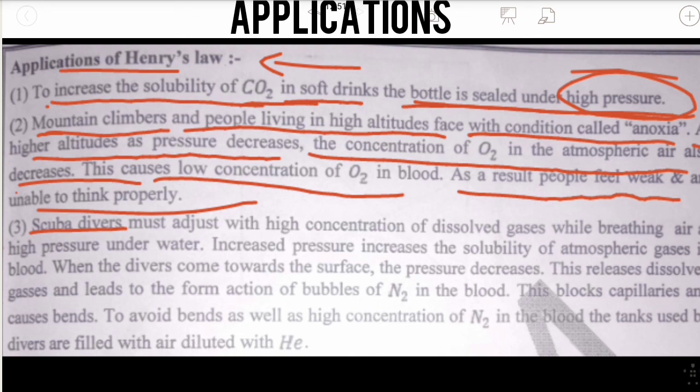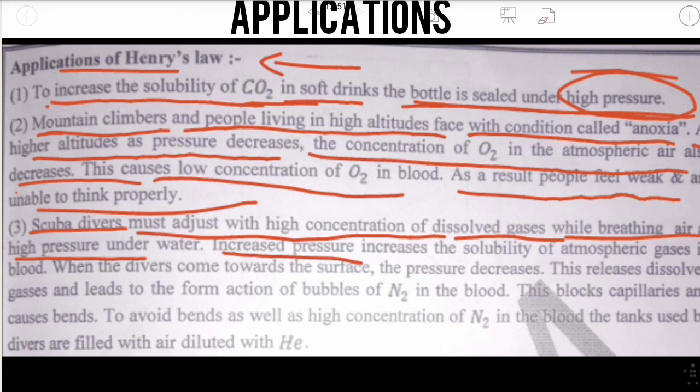Scuba diving is a mode of underwater diving where the diver uses a self-contained underwater breathing apparatus. It is underwater diving. Divers must adjust to a high concentration of dissolved gases while breathing air at high pressure underwater. Increased pressure increases the solubility of atmospheric gases in blood. We know that as the pressure increases, solubility also increases.